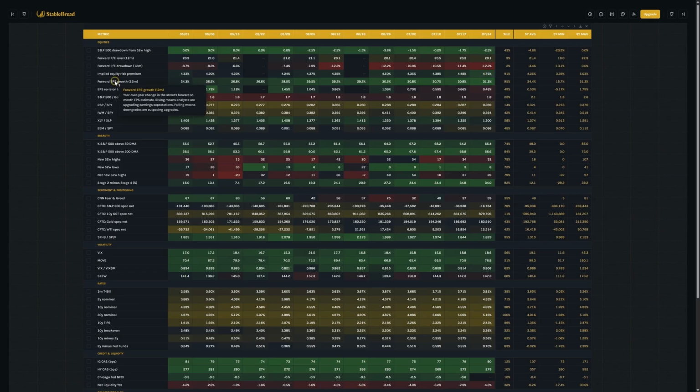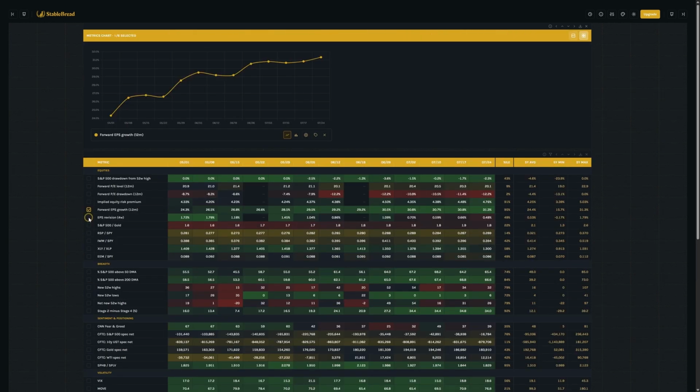Forward EPS growth is the year-over-year change in what analysts expect the S&P 500 to earn. Rising means they're raising their estimates, falling means they're cutting. Earnings drive stock prices over any real length of time. So when this turns down while the market sits at highs, that's worth noticing. Then we have the EPS revision, and it's worth plotting these two because EPS revision is the same question on a 4-week time frame. So it moves faster and it's noisier.